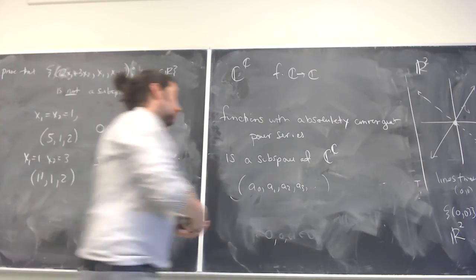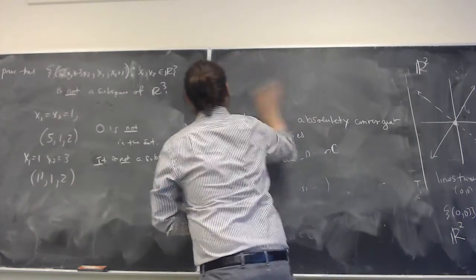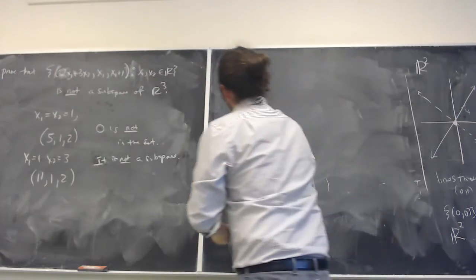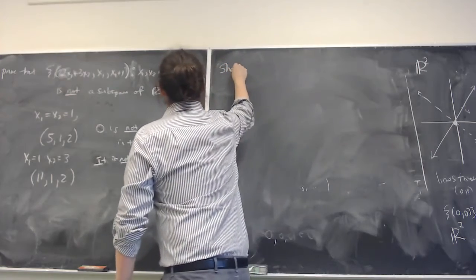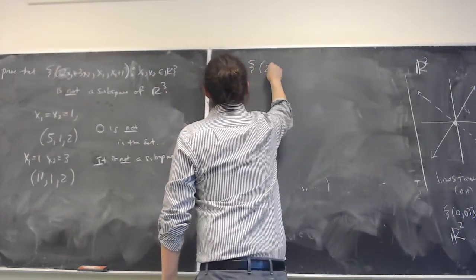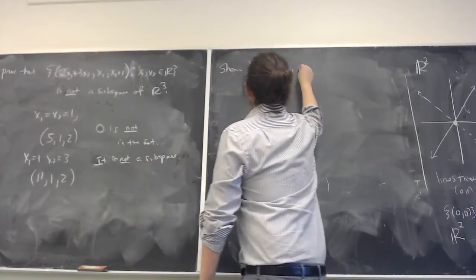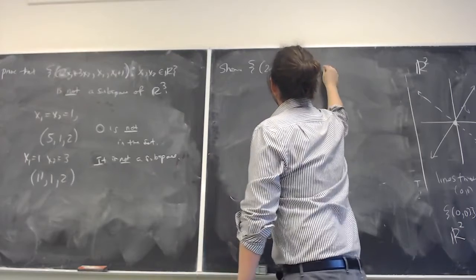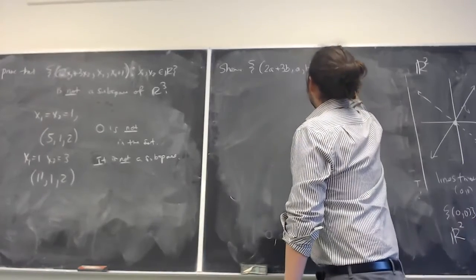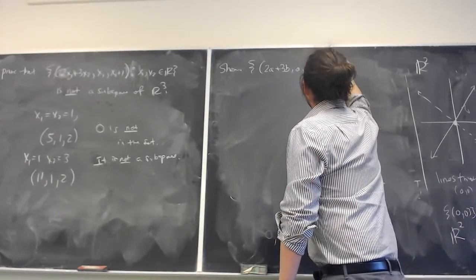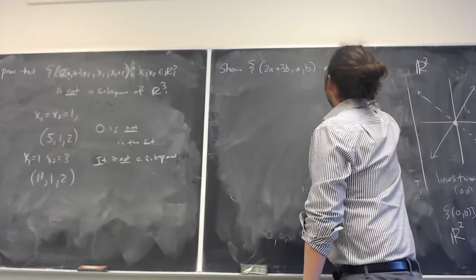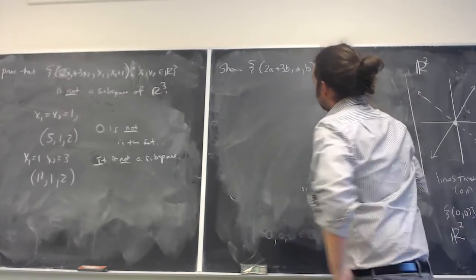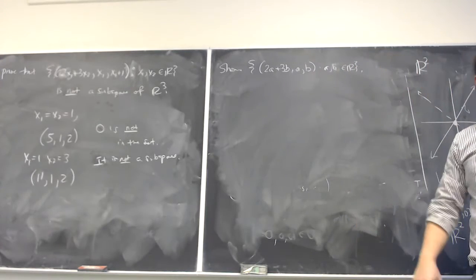On the other hand, you might get asked to show something like: show that the set of (2a + 3b, ab), where a and b are real, is a subspace.